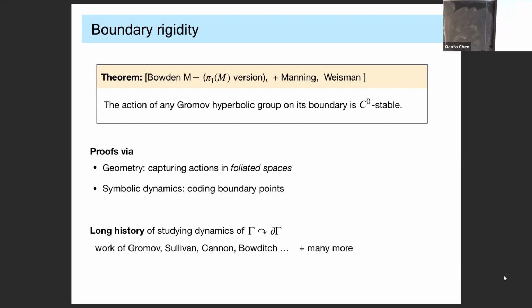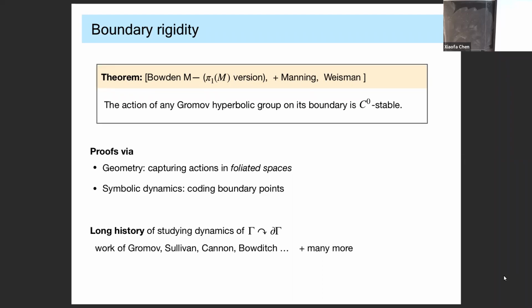Perhaps this result is not super surprising, or maybe the proof techniques we use are not super surprising, because there's really a long history of studying the dynamics, both in terms of symbolic dynamics and associated coding, studying the dynamics of groups acting on their boundaries, going back to Gromov and Sullivan and Cannon and Bowditch, used in many more recent versions of coding and of various stability properties in special cases. But to my knowledge, no one has asked the most general question that we answered until now.